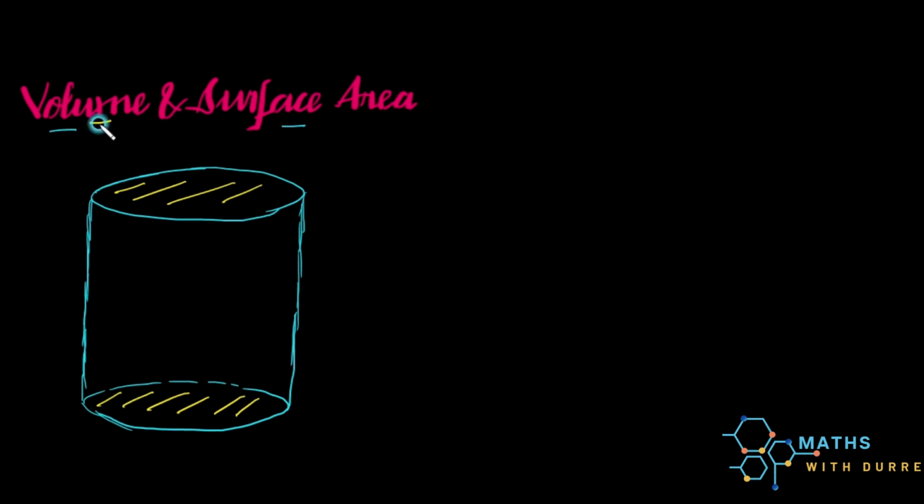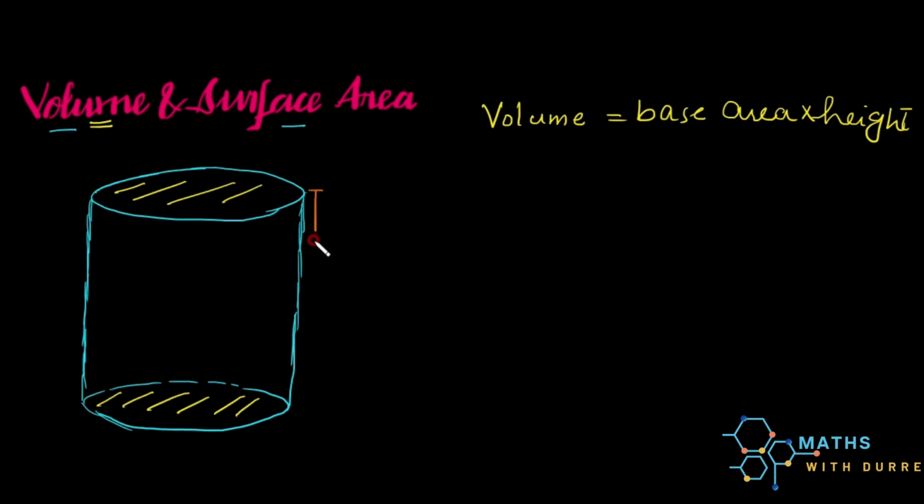So how can we calculate a volume? Volume you can just find by multiplying base area with its height. Suppose height is given 8 centimeter. Let me draw it. And radius is given 4 centimeter. How can we calculate its volume then?